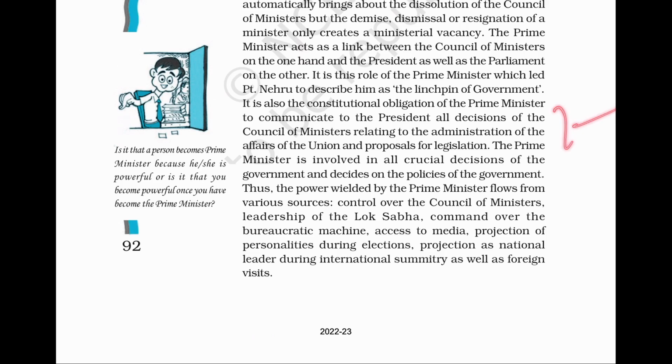These points we have already seen earlier, right? How does the prime minister get all of these powers? What are the sources of the power of prime minister? Control over the council of minister, leadership of Lok Sabha, command over the bureaucratic machine, मीडिया का एक्सेस होना, पर्सनालिटी प्रोजेक्शन, एक चेहरे के नाम पे इलेक्शन लड़ा जाता है, नेशनल लीडर की तरह प्रेजेंट होना in the international summit etcetera.